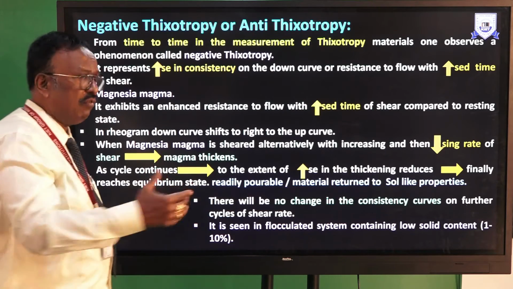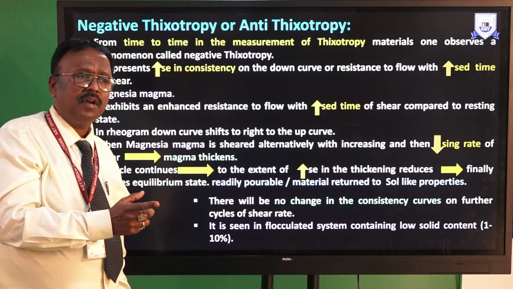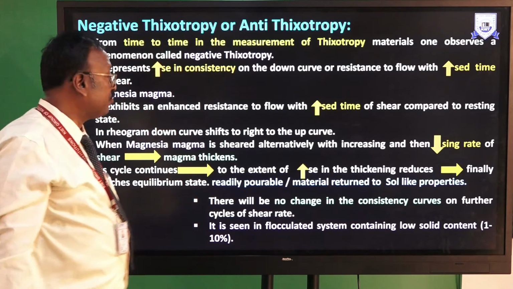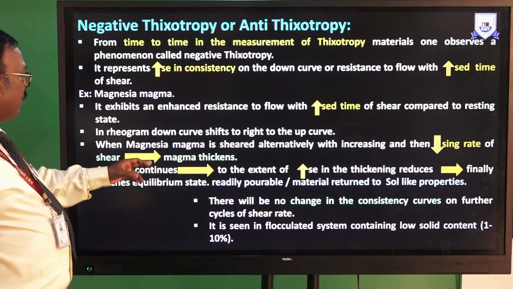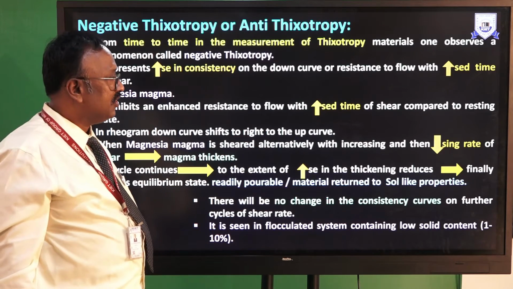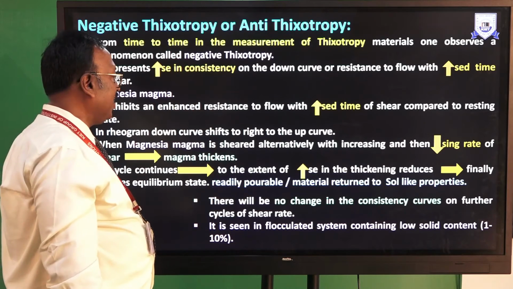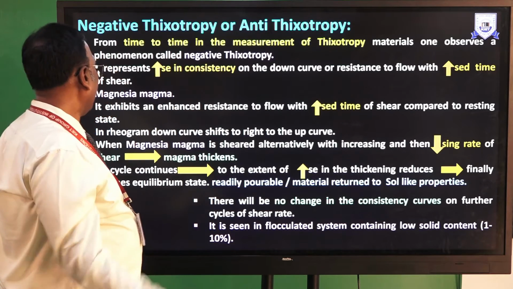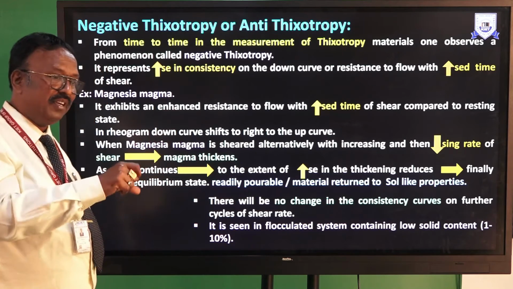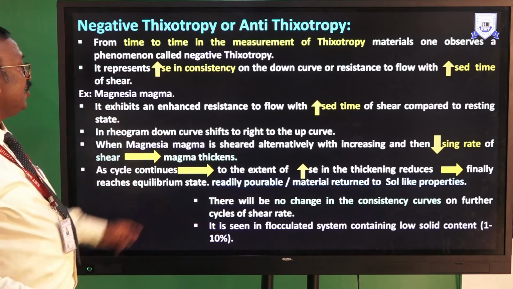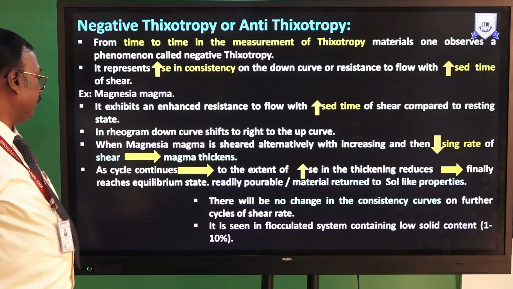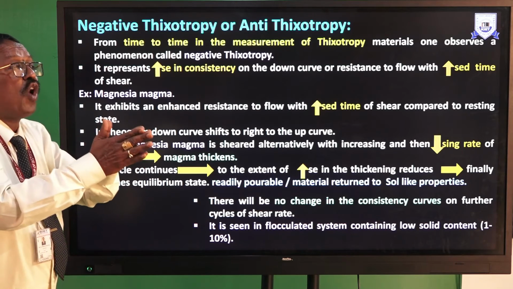In the next slide, I will show how the increase and decrease in thixotropy take place. When the magnesia magma is sheared alternately with increasing, then decreasing shear rate, the magma is thickened again. That means the cycle is continued. As this cycle continues, the extent of increase in thickening reduces, and finally it reaches equilibrium.